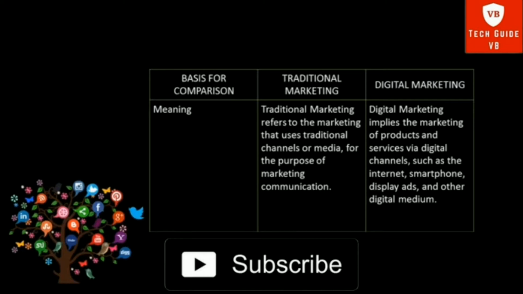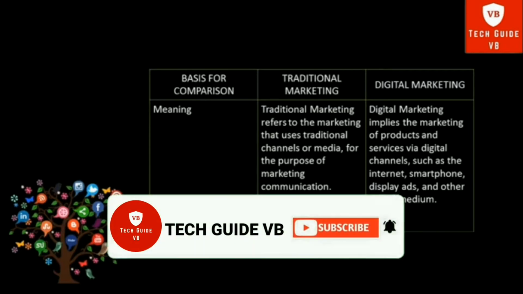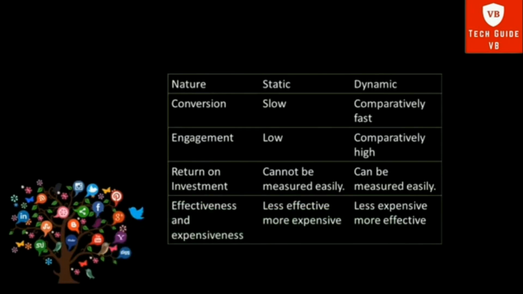First, meaning. Traditional marketing refers to marketing that uses traditional channels or media for the purpose of marketing communication. And digital marketing implies the marketing of products and services via digital channels such as the internet, smartphones, display ads, and other digital media. Next, nature. Traditional marketing is static in nature, and digital marketing is dynamic in nature.